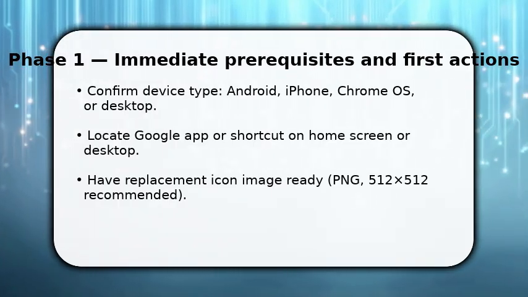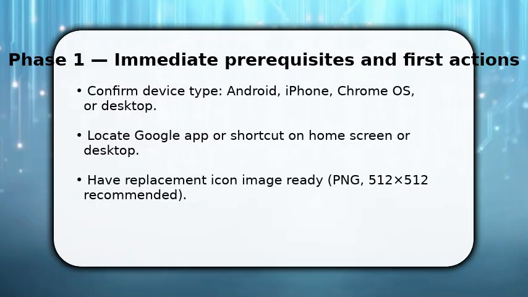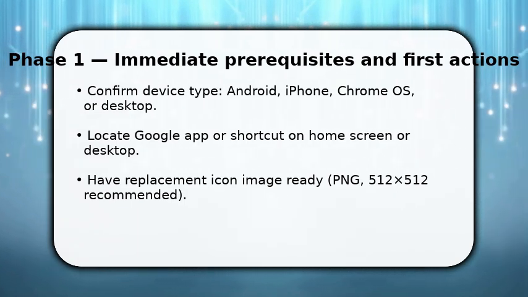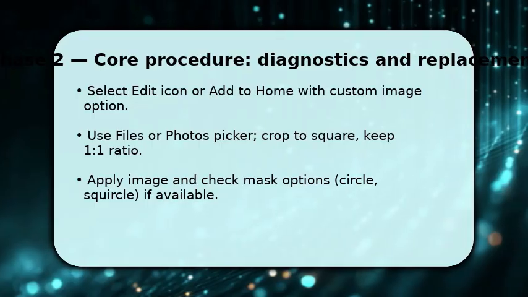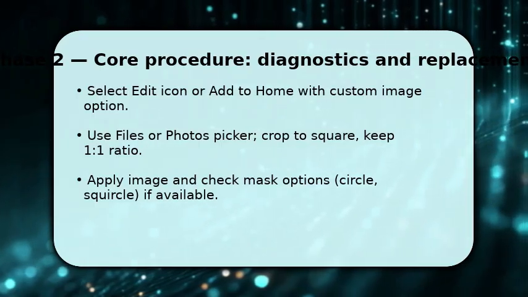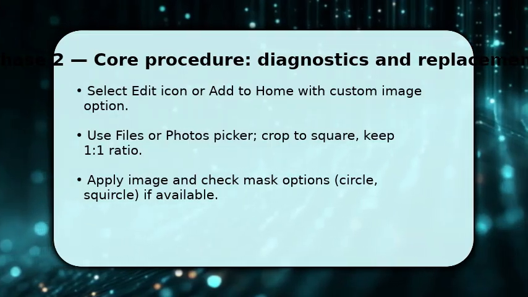You're setting the stage. Collect the image file, confirm device permissions, and be ready to grant the launcher or shortcut app access to photos or files. You now replace the icon, tap Edit or the Shortcuts icon area, then pick Choose Photo or Choose File. When prompted, crop to a square and center the artwork so logos aren't cut off.